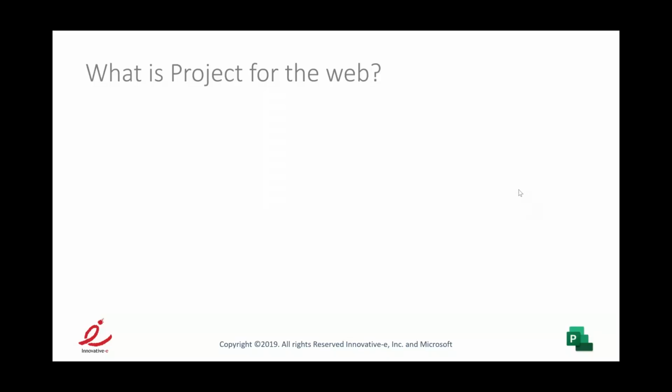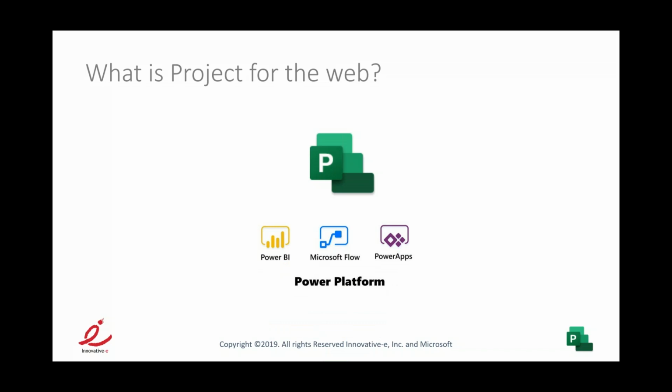So let's move forward now that we know our audience and talk about Project for the Web. What is Project for the Web? Project for the Web is Microsoft's new tool. Not only a new logo for Project, but also a new tool entirely geared toward more everyday project managers, folks that are not professionally trained in project management, but are doing projects. It's built on the Power Platform, which includes Power BI, Microsoft Flow, which is now called Power Automate, and Power Apps. And because it's on that platform, it provides a very extendable solution for your needs.